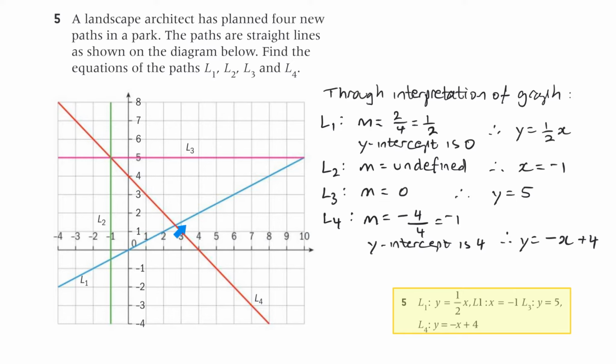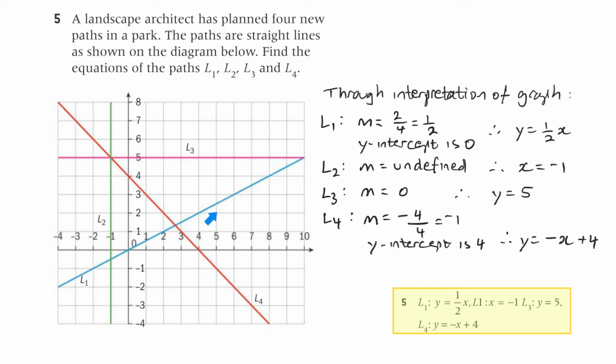That's this one here, so I'm going to use that point and that point. I can see there's a rise of 2 and a run of 4. 2 over 4 is a half, so the slope is a half, and that is a positive slope. That's what we got here, a half. The y-intercept is 0. It's passing through 0, 0. Therefore, the line is y equals a half x. Remember, y equals mx plus b. b is 0, m is a half.